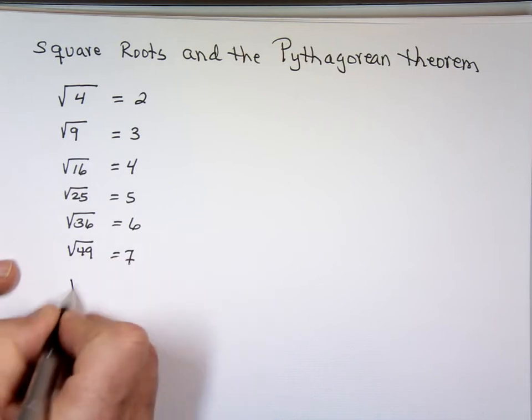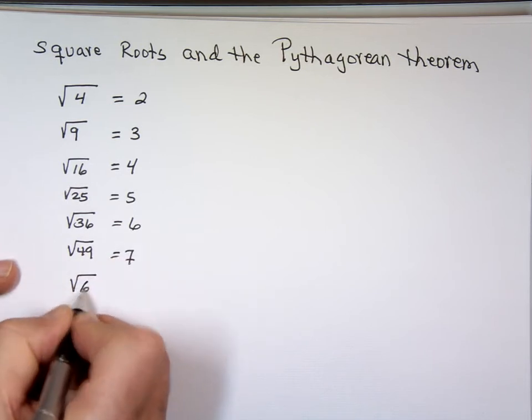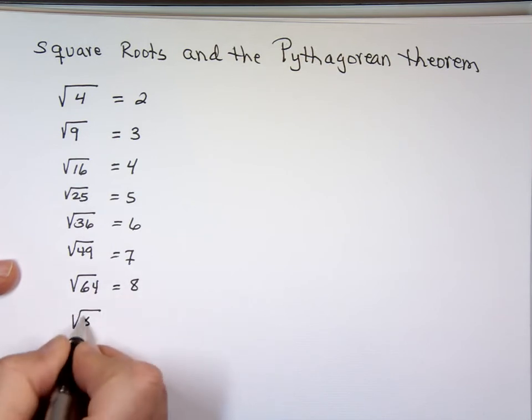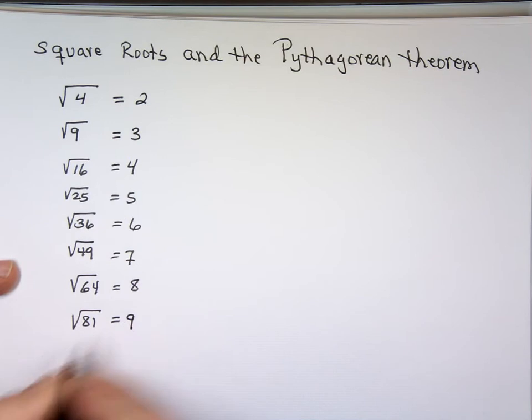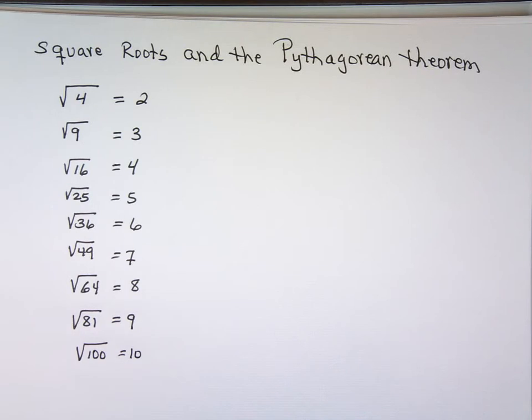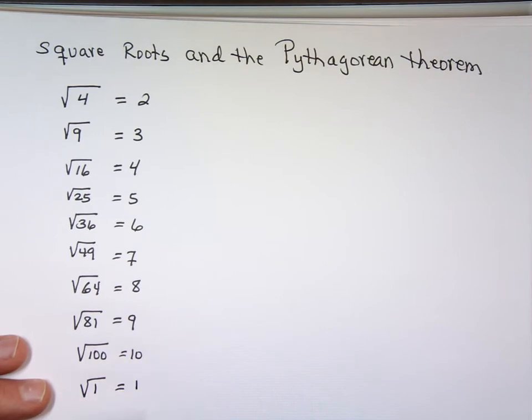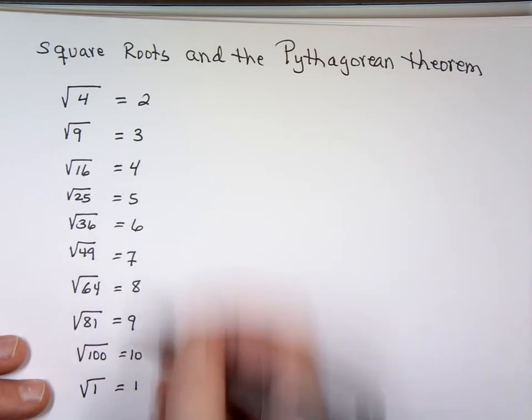7. What is the square root of 64? 8. What's the square root of 81? 9. Notice the answer is always positive. What's the square root of 100? 10. The only time the answer is not positive, I forgot to write the square root of 1. That's 1. So the only time your answer is not a positive number is when it's 0.